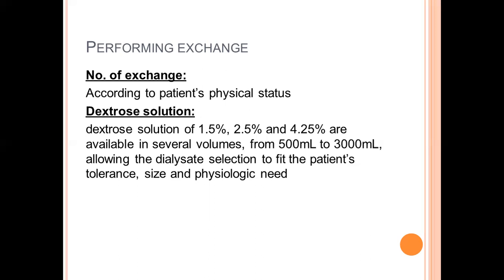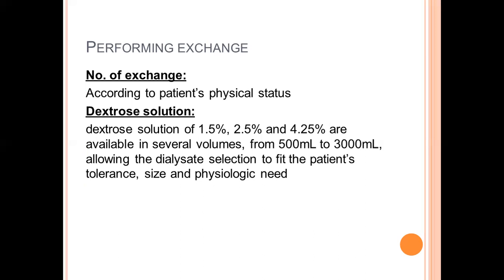Okay, the second one is dextrose solution. Dextrose solution is the main component of dialysate preparation, and dextrose solutions of 1.5%, 2.5%, and 4.25% are available in several volumes, from 500 ml to 3000 ml, allowing the dialysate selection to fit the patient's tolerance, size, and physiological need. So these are the different concentrations of dextrose solution. It depends on the patient's tolerance, size, and physiological need.